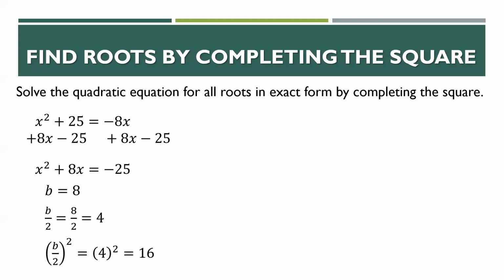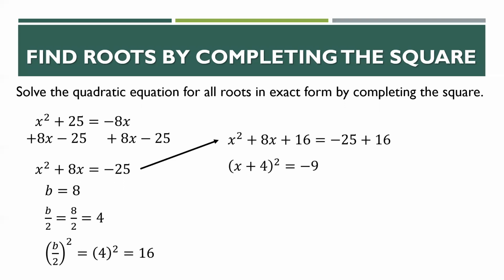So I'm going to use that value, that 16, to write the quadratic on the left as a perfect square trinomial. Here's what that's going to look like. I added that 16 to the left, and because I added it to the left, I also need to add it to the right in order to keep things balanced. Now on the left-hand side, I have a perfect square trinomial, and on the right-hand side, that's just going to simplify to a constant.